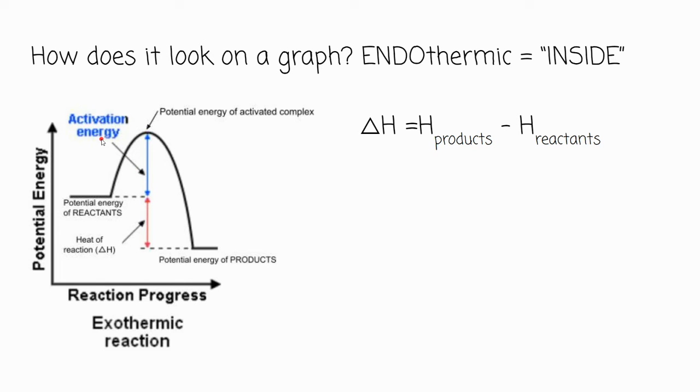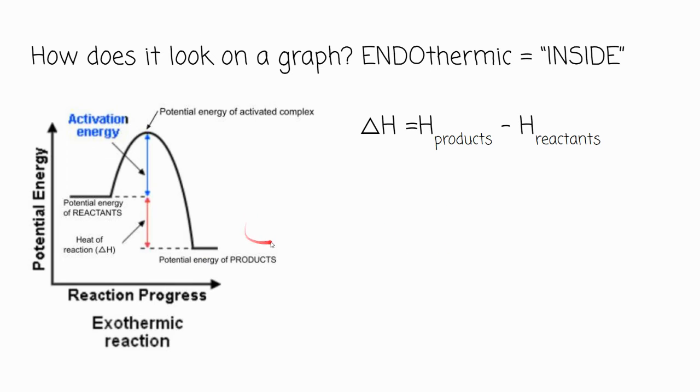The activation energy is the actual energy that is required in order for the reaction to occur. That is only the energy from the reactants to the top of that hill. So activation energy is only from reactants to the top of the hill, whereas activated complex is from top of the hill to the very bottom.